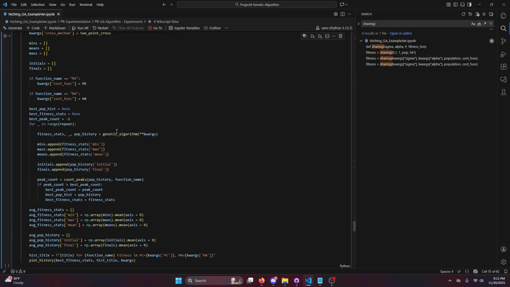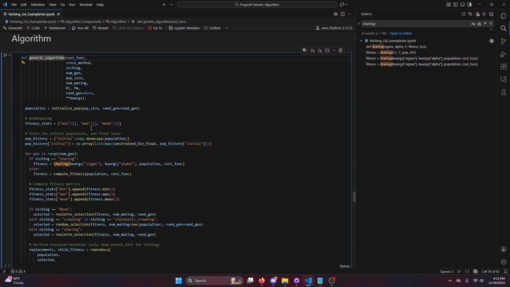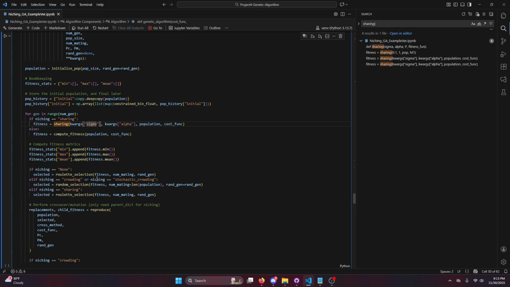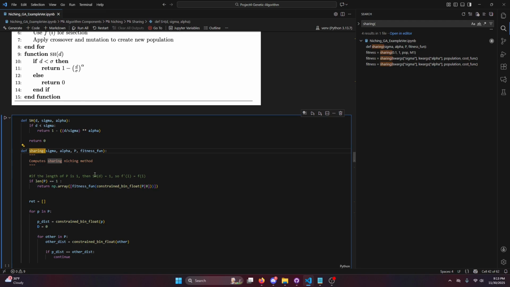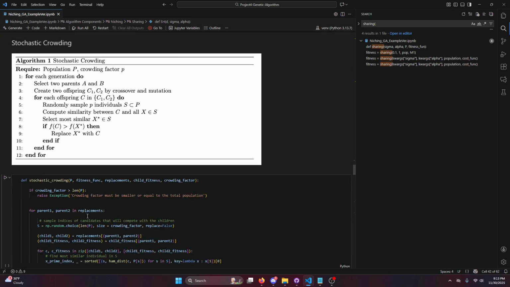Going over the genetic algorithm, this is somewhat modified from the original version of the notebook. We start by initializing the population and the fitness statistics and the population history. Then we compute in a loop for the number of generations. We compute our fitness value, which if we're sharing, then we use the sharing method. We do the normal sharing method, except we make sure that our denominator is at least 1, therefore we don't get really big fitness values.